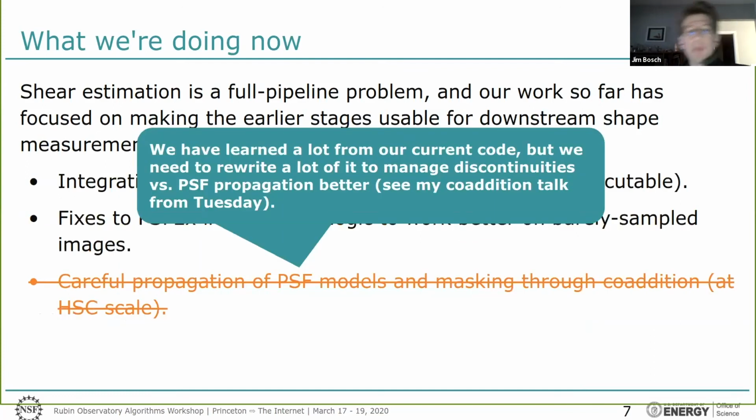The propagation of PSF models, I think we've learned a lot from our current code. I think we've pushed the state of the art on this, and we've also learned enough about it to know that we have to change it significantly to manage the discontinuities better. And that's something I mostly talked about in my Tuesday talk on coadds, and I'll bring it up again a little bit later in this talk.